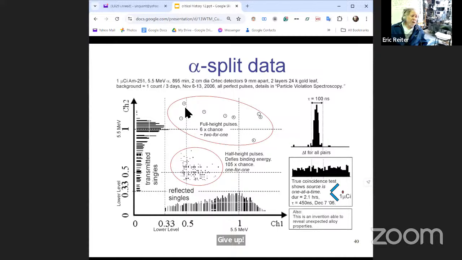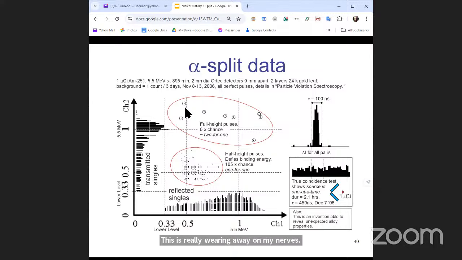Well, I'm not alone in saying maybe there's something that could be seen besides that. So I'm revealing what and how to see it. And this is really wearing on my nerves. So I don't know how much longer I can take it.